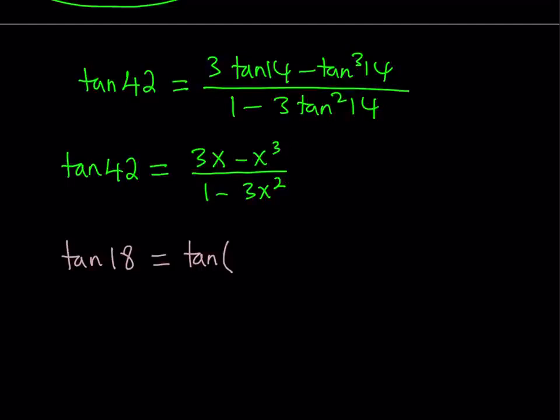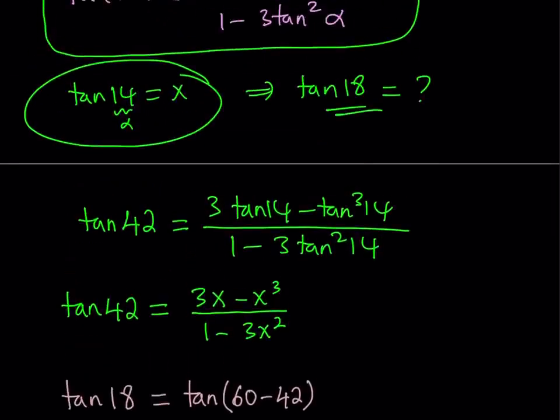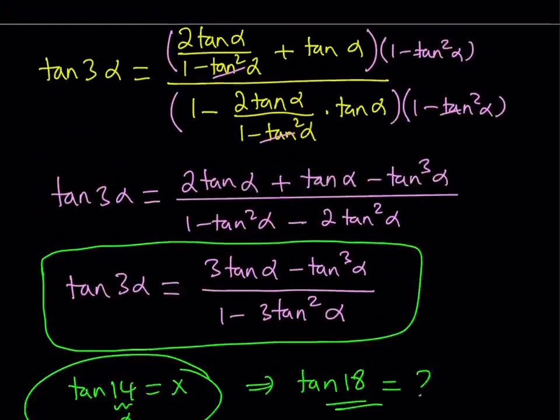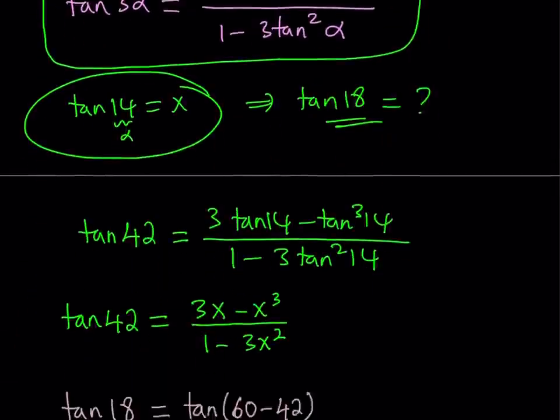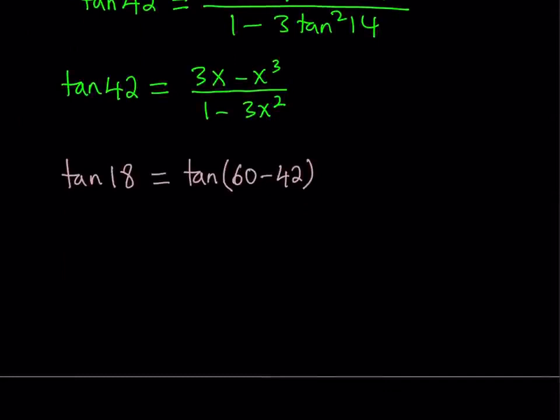Okay, so 60 minus 42, right? And what we can do here is very similar to the sum formula, with a minor difference. If you just change this to a minus sign, you'll get the difference formula for tangent, and you can just use that. So tangent of 60 minus 42 is going to give me the answer. That's going to look like the following then.